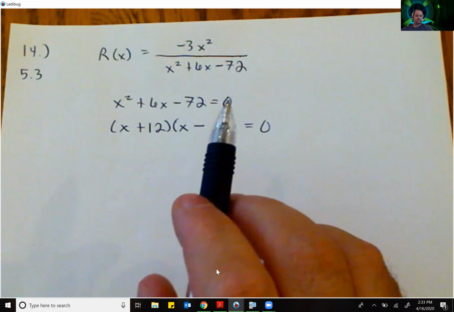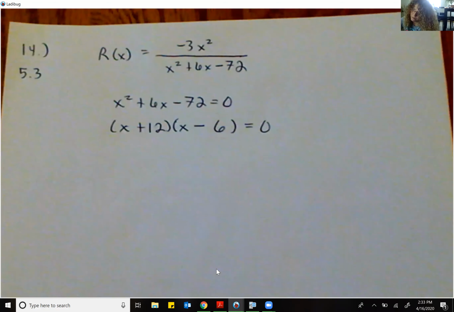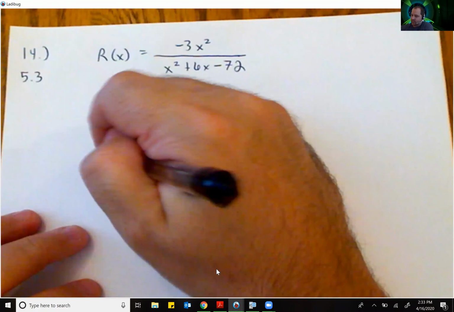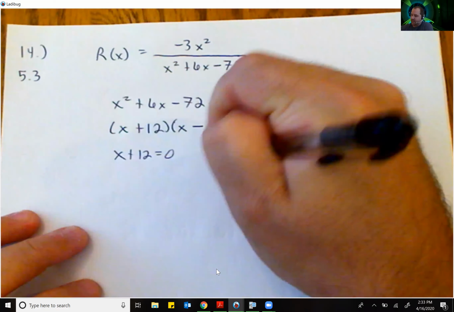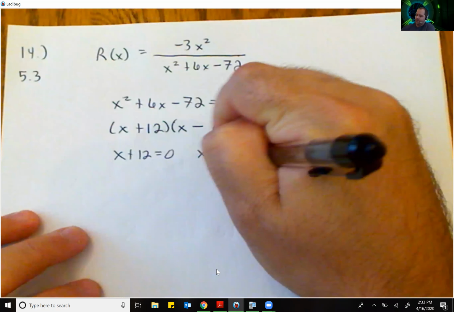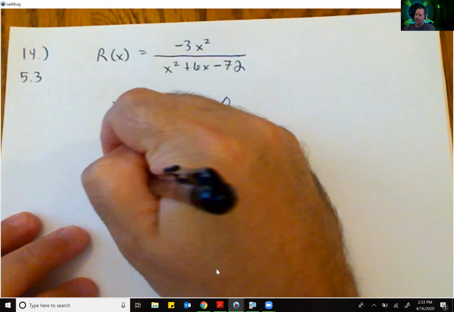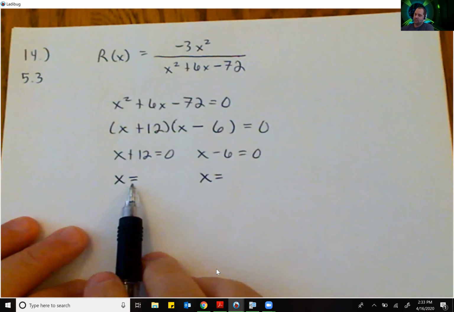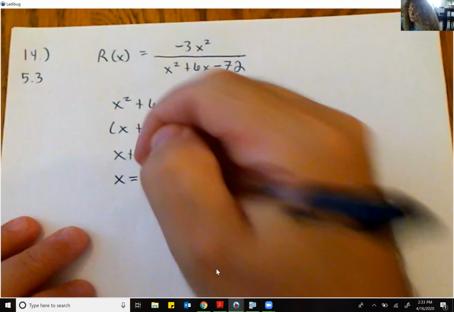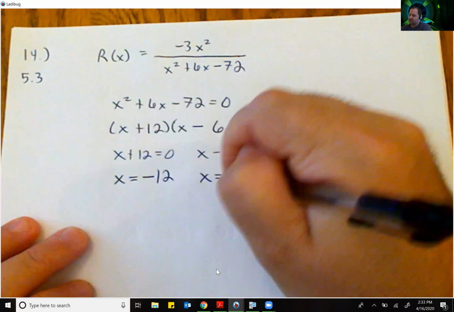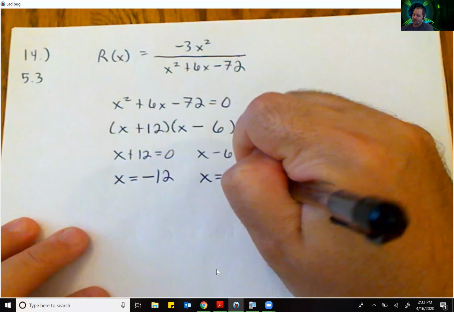Equal them both to 0. So x plus 12 equals 0, x minus 6 equals 0. So we find out that our vertical asymptotes are x equals negative 12, and x equals 6. These are two separate equations.